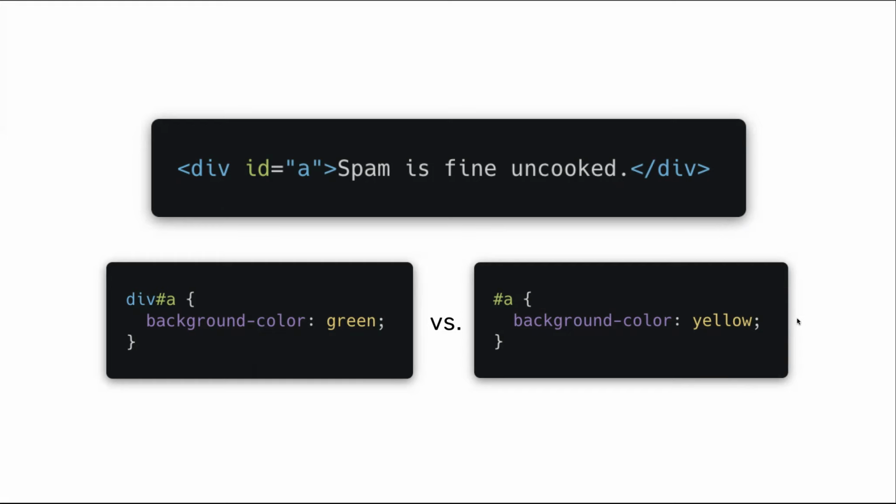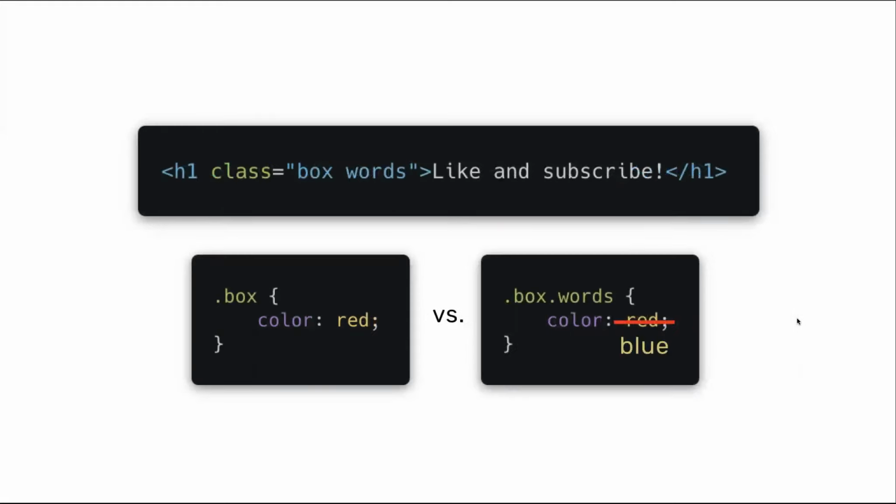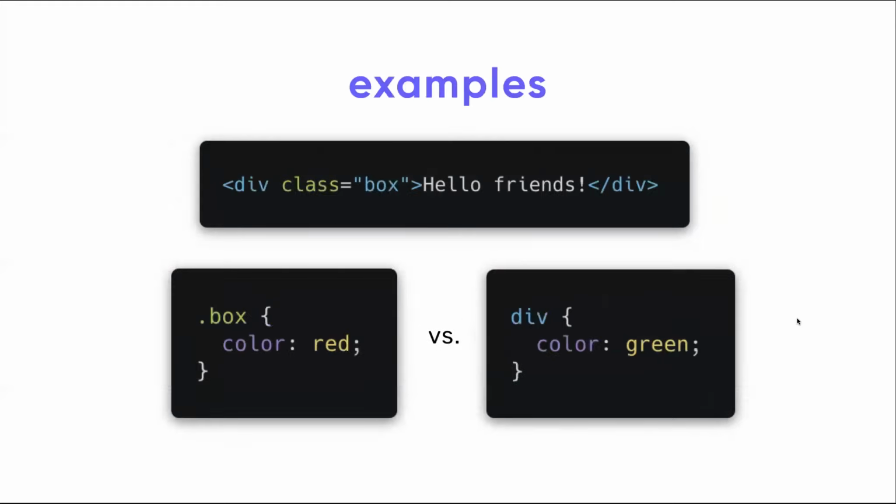So for our last example, ignore the typo, we'll be combining two classes. We have this H1 with the class box words, so it assumes both the class box and words. And it says like and subscribe, guys. On the left-hand side, we see that it specifies the box class. Does anyone want to type in the chat or shout out what specificity number this holds if it's just the class?